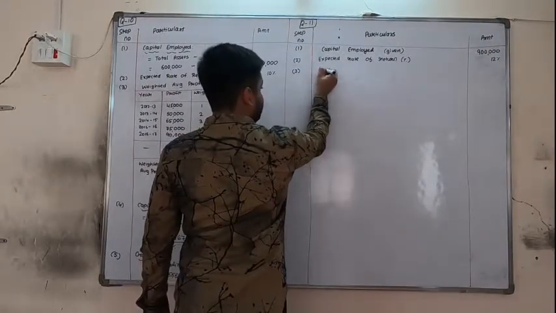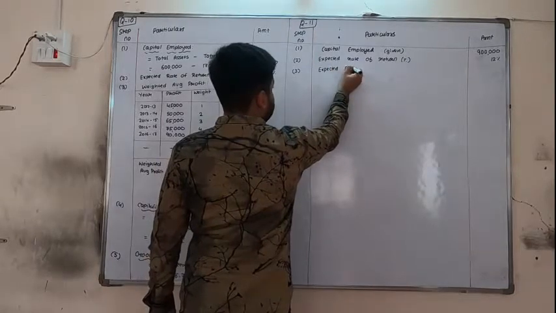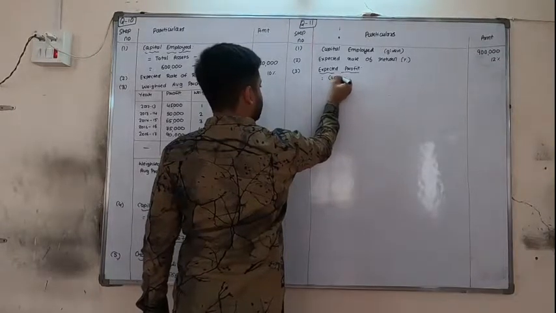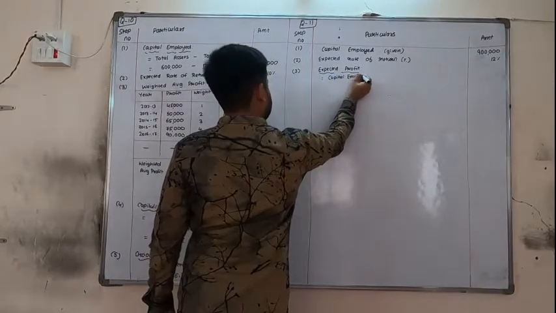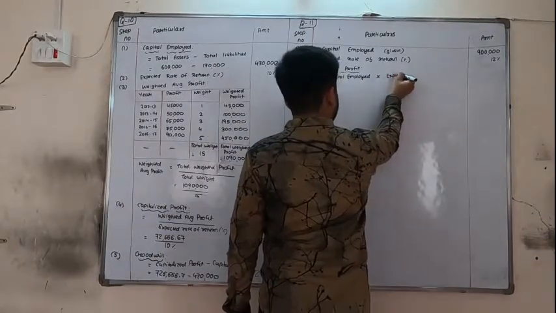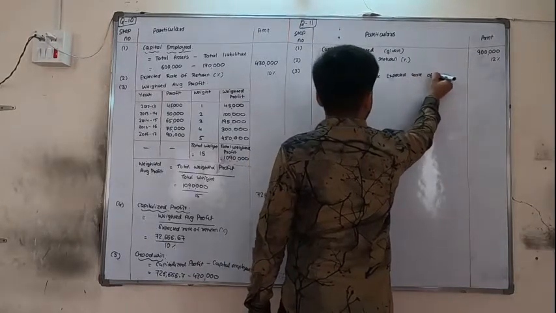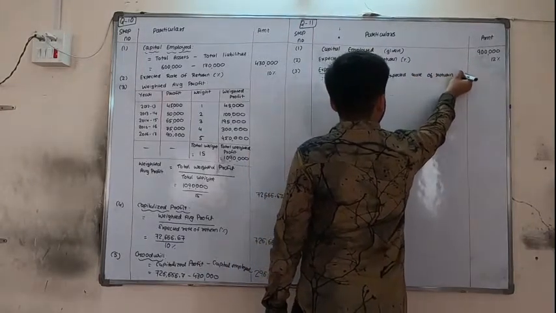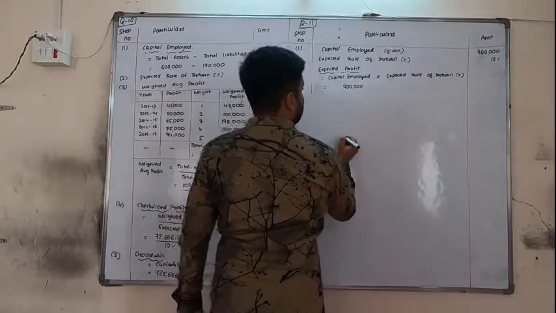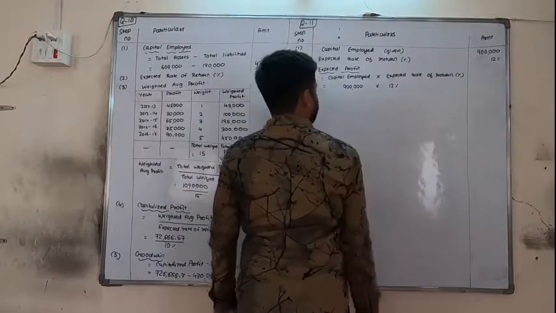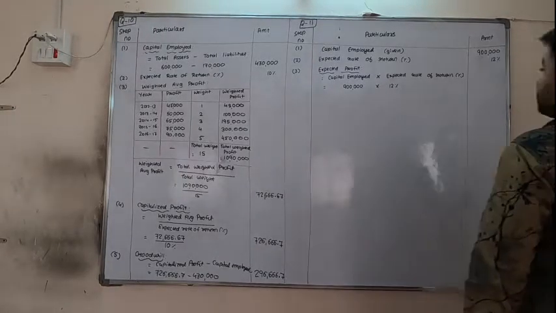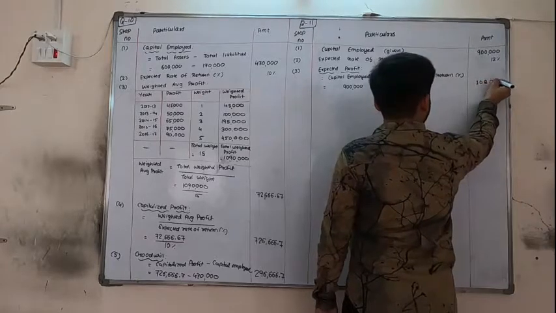Third step, expected profit is equals to capital employed multiply expected rate of return in percentage. So 9 lakhs multiply 12%. 9 lakhs multiply 12%, it is 1,08,000.